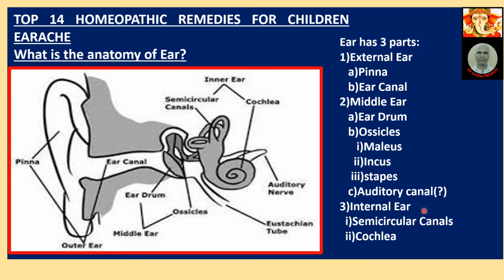Number 3, the internal ear: the semicircular canal and the cochlea. This is the cochlea, and this is the semicircular canal. This is the anatomy of the ear. You must know this because while describing medicine and various other things, these names will be referred to very often, and if you do not know where they are, then the reading will be disturbed.